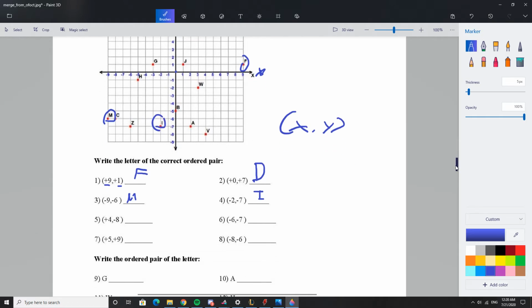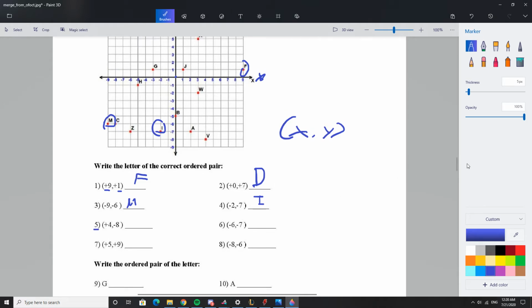Now, you want to be careful though. If it's like number 5, where one is positive and one is negative, you want to make sure you do this properly. So you go right 4 in this case, because you have the positive 4, and in this case it's a negative 8, so you don't want to go up, you want to go down. So you go to 4, and you go down 8 times, and you get B. And that's pretty much how you do this.